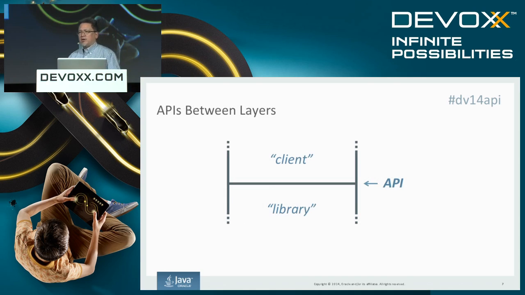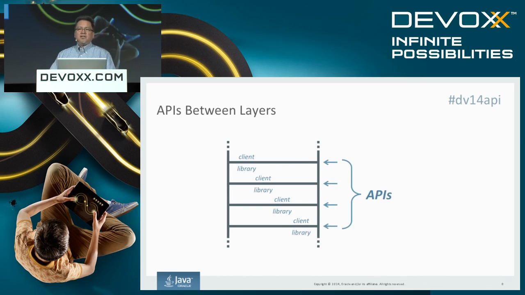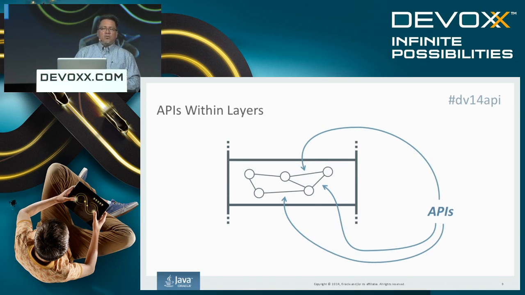So just a couple quick diagrams here about what I mean. If we have two software layers, the interface between them I'm calling an API. The client is consuming the API, and the library implements it. But this exists in most layered software in a bunch of different places. If you have several layers in the software, there are APIs at every level. And within one layer, you might have a bunch of classes that talk to each other, and in a sense, they talk to each other through APIs.